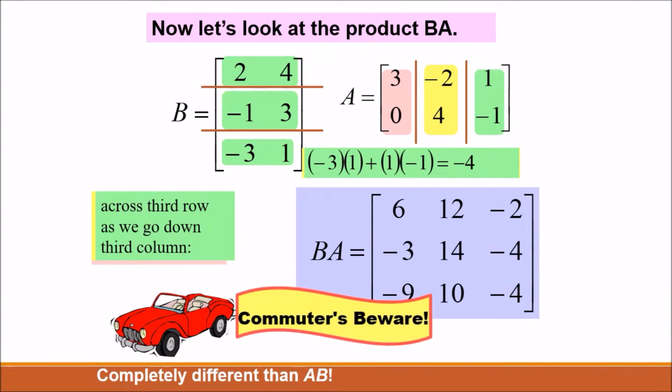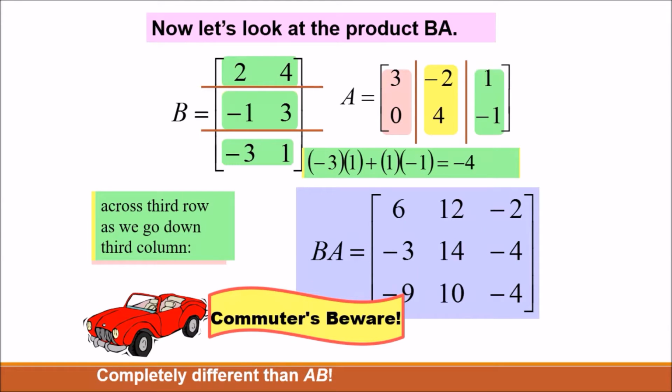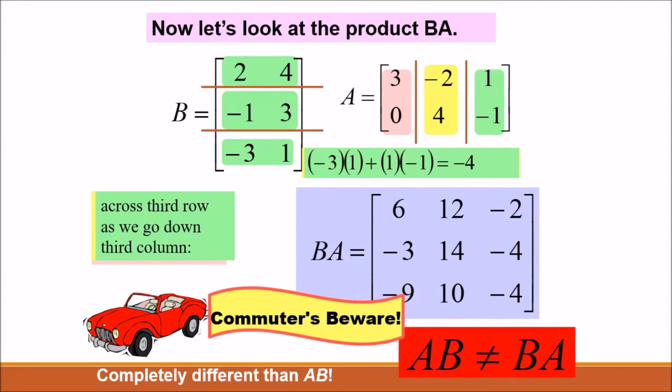As you can see, the product of BA is completely different than the product of AB. So, it's very much clear now that matrices are not multiplicatively commutative. So one should be aware of it that the product of AB is not equal to product of BA.